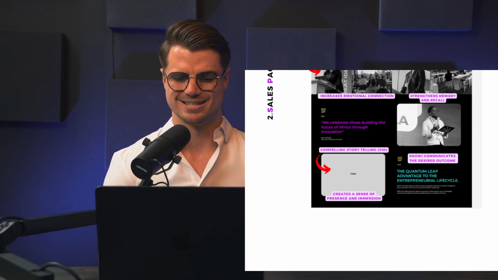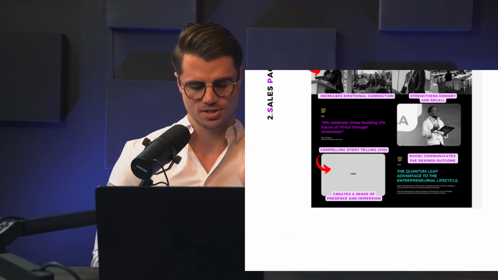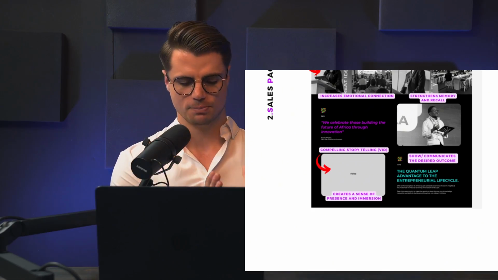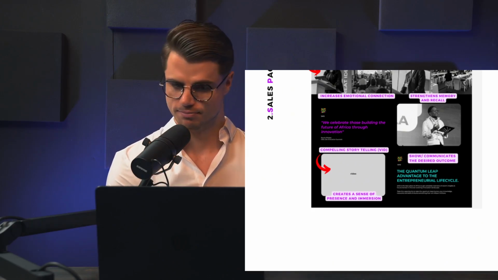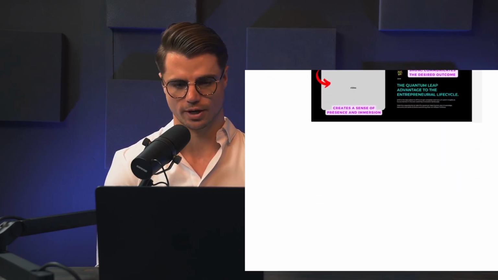Show and communicates the desired outcome, the quantum leap to advantage to the entrepreneurial lifecycle. Why? Because in this case, it's entrepreneur and funding. People that have money, people that have idea. People that have capital, people that have idea. That's what basically happens. A lot of networking, right?